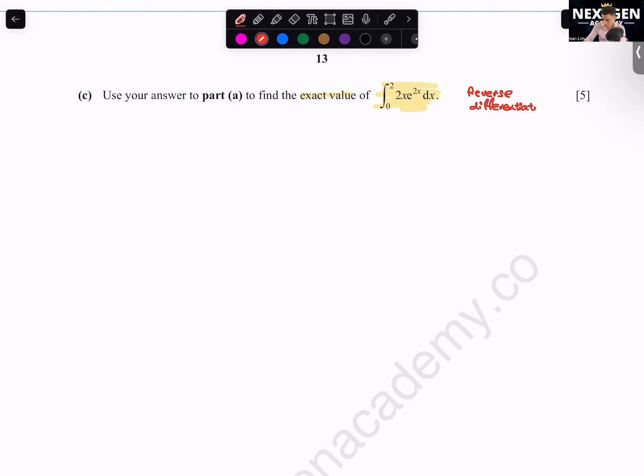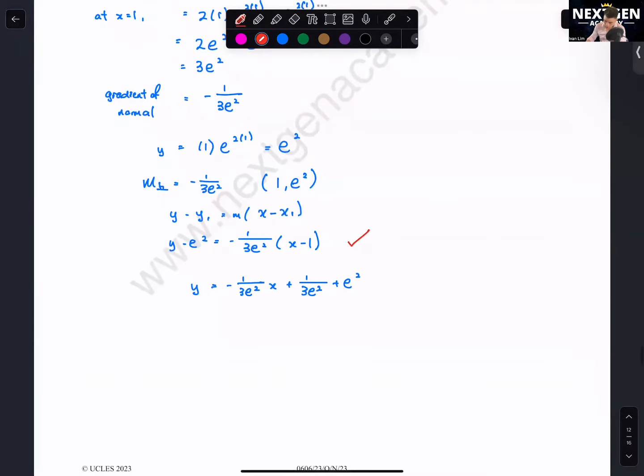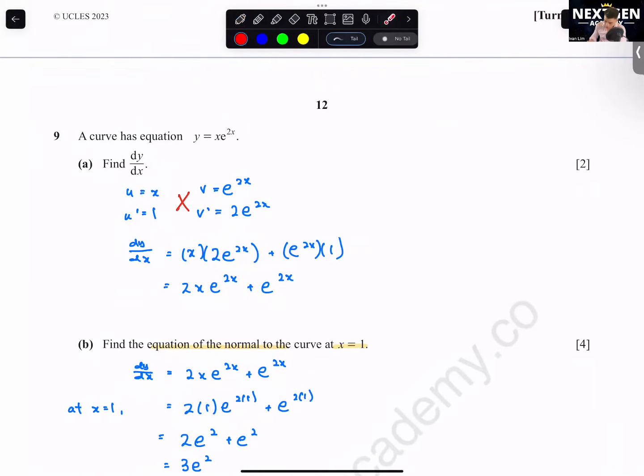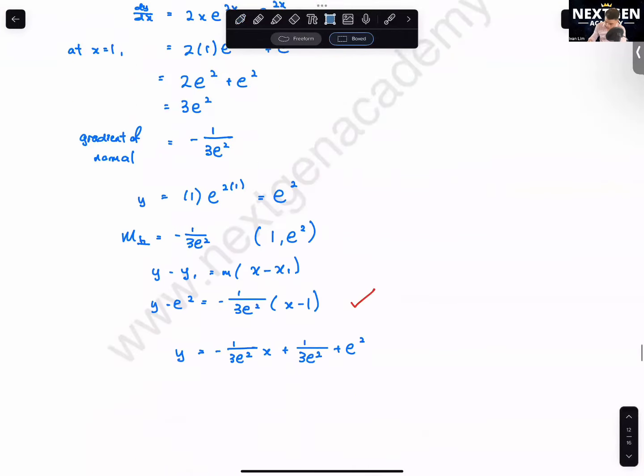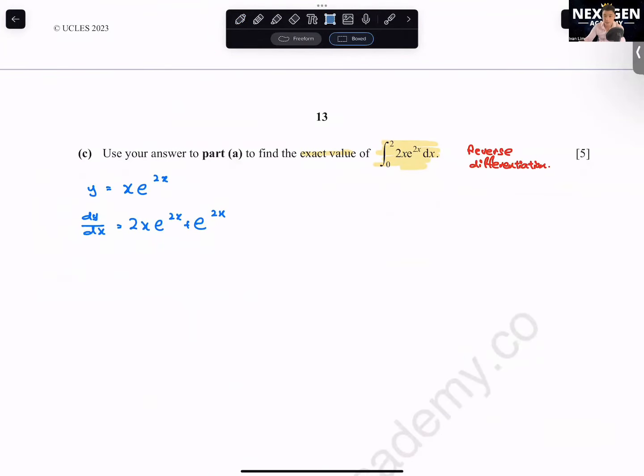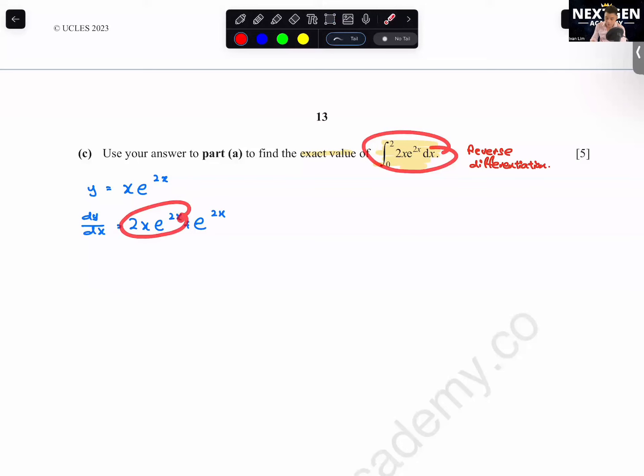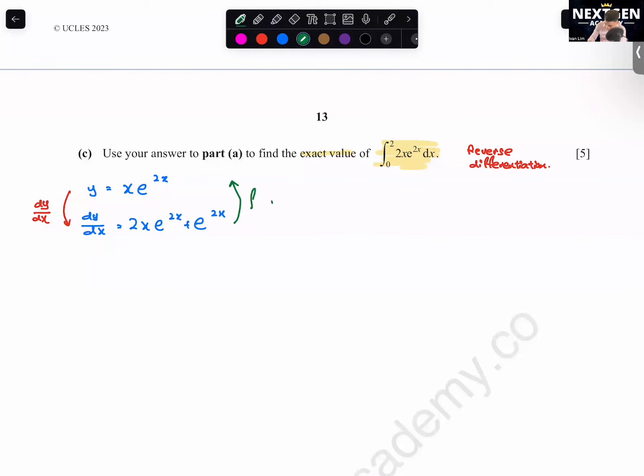So we observe from question A. Let's go back to question A. Here, when I differentiate y equals x e to the 2x, my dy over dx is 2x e 2x plus e to the power 2x. We use this part to understand this question. If y equals x e 2x, there is a part here that we want to integrate. If going down is differentiation, going up will be integration.